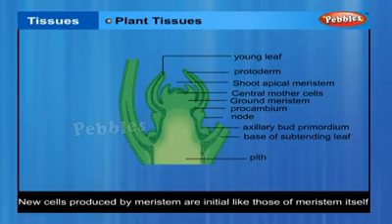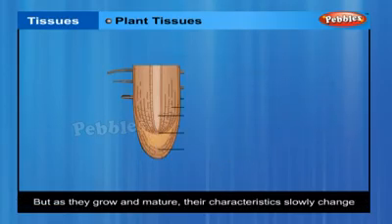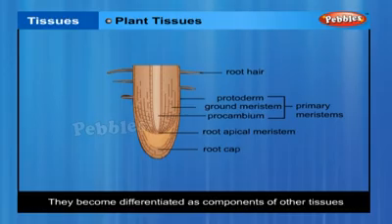New cells produced by meristem are initially like those of meristem itself, but as they grow and mature, their characteristics slowly change and they become differentiated as components of other tissues.